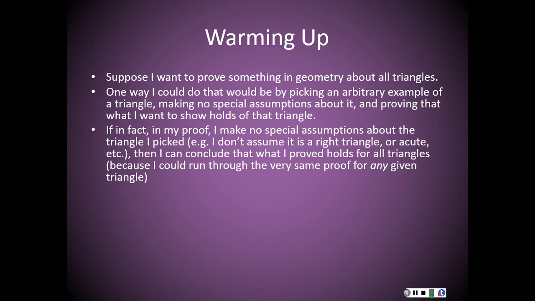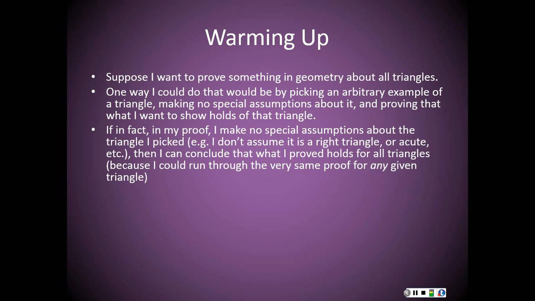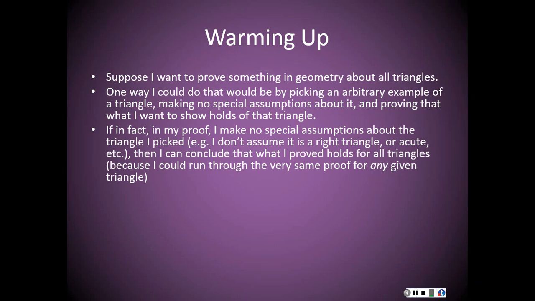Now, if in fact in my proof I do make no special assumptions about the triangle I picked, as I don't assume it's a right triangle or an acute triangle or anything of the sort, even if the triangle I drew was an acute triangle, I don't assume that it was an acute triangle in my reasoning. If I in fact do that and I manage to prove something about that triangle without making any special assumptions about it, then I can conclude that what I proved holds for all triangles. Well, why is that? Because I proved that what I want to show holds for that triangle. I made no special assumptions about that triangle, so I could run through the same proof for any given triangle.